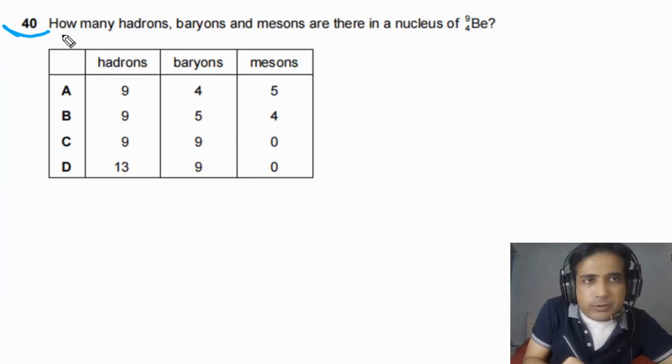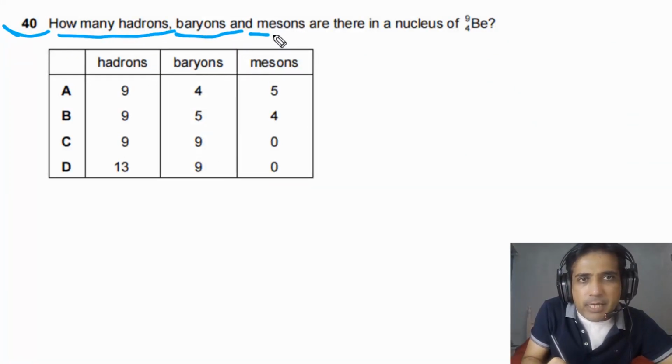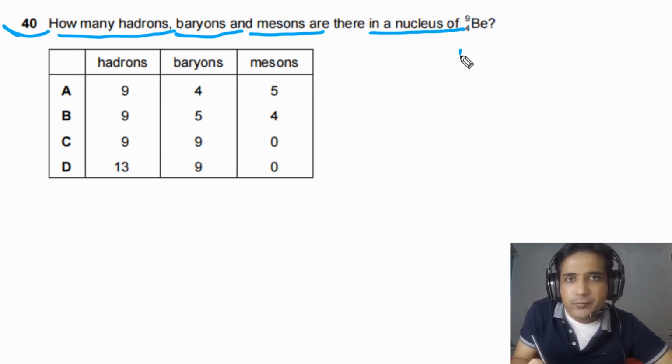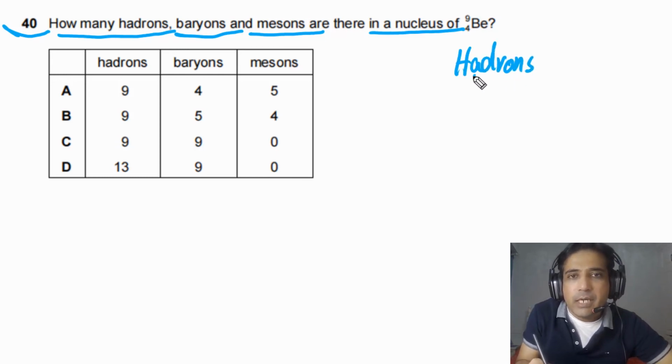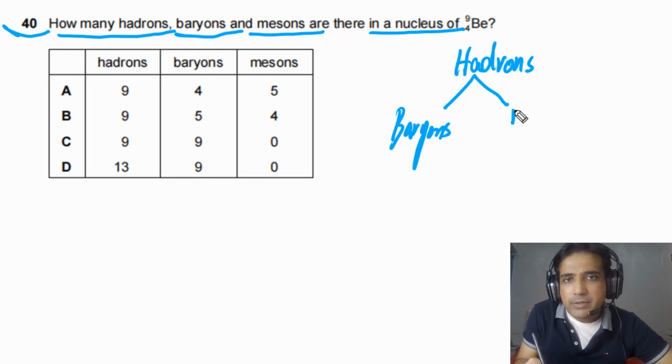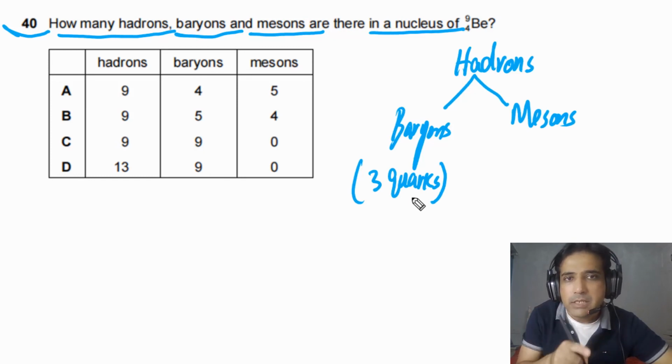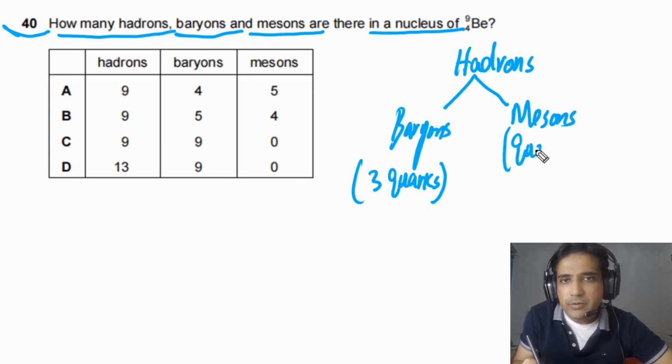For question number 40, we need to find out how many hadrons, baryons and mesons are there in the given nucleus. First of all, let's try to understand what hadrons, mesons, and baryons are. Hadrons we can classify into baryons and mesons. Baryons consist of 3 quarks. It means if a particle consists of 3 quarks, that particle is a baryon. And if a particle consists of 1 quark and 1 antiquark, that particle belongs to mesons.